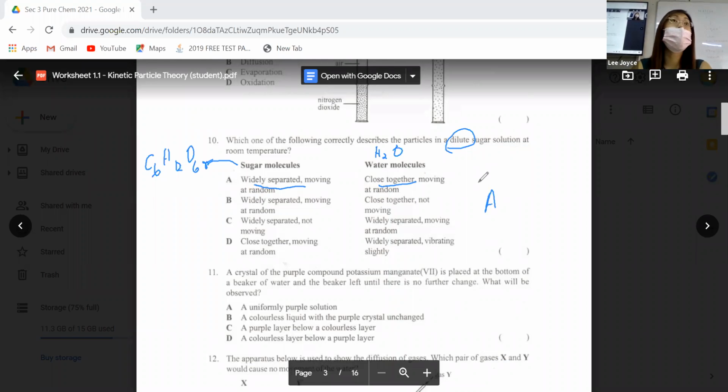The particles will definitely be moving because both of them are in the liquid state. It's just that there are only a little bit of the sugar molecules, that's why they are further apart, but they're all surrounded by the water molecules. Okay, guys? Good.